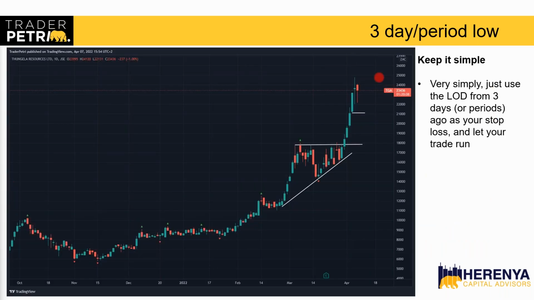Another method is the 3-day or 3-period low. A good example here is Thungela Resources. We had a nice little breakout here. Essentially, all you're doing, and this is really keeping it extremely simple, is saying: this is today's candle, yesterday's candle, 3 days ago. The low price on that candle is our stop loss. So tomorrow we'll move our stop loss up to 220 to sit at the low of that candle.